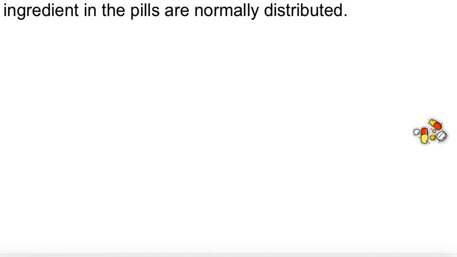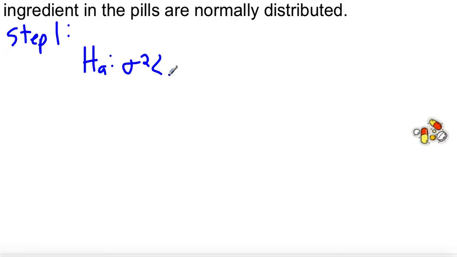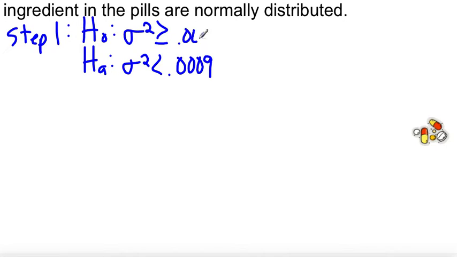Okay, so we're going to start with step 1, which is stating the null and alternative. Our alternative, what we want to show, is we're trying to see, is this new drug better? Is the variance actually less than the drug that we had before, drug A? So drug A was 0.0009, and we want to see, are we actually less than that? Do we have a smaller variance? So our null hypothesis is the variance is greater than or equal to 0.0009.